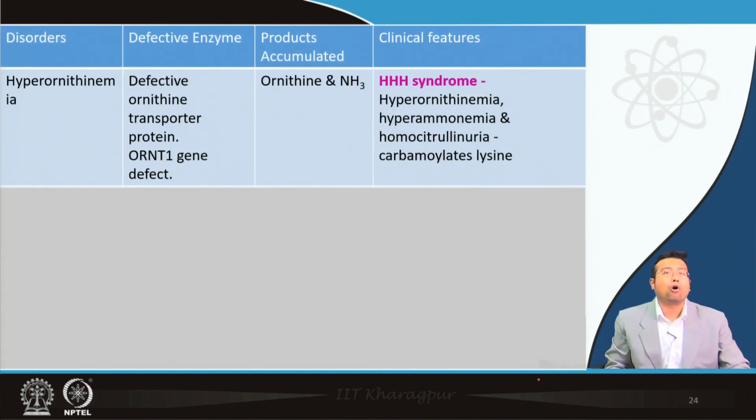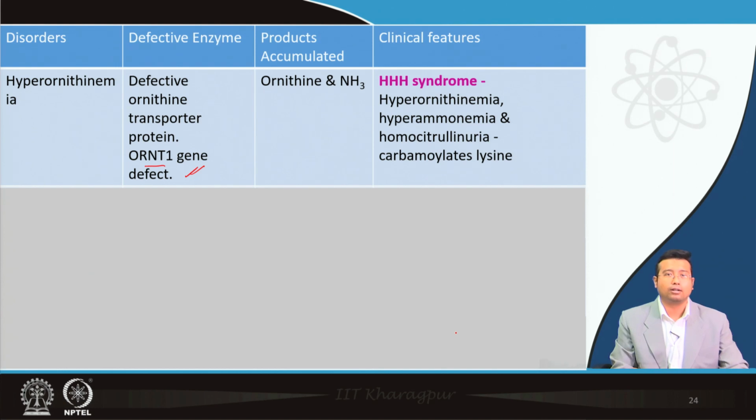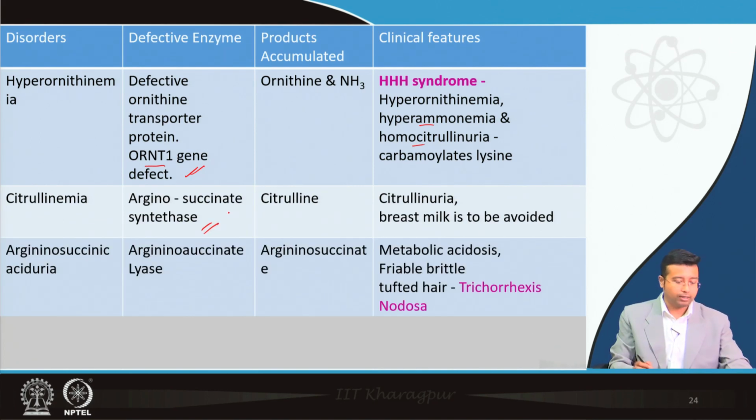Next, hyperornithinemia, when it happens in case of ornithine transport system disorder. Not only hyperornithinemia, hyperammonemia and homocitrullinemia also happen, right. Citrullinemia, when it will happen, the enzyme that acts on citrulline, that is arginosuccinate synthetase, if it is deficient, the reactant earlier to it will be accumulated, right.